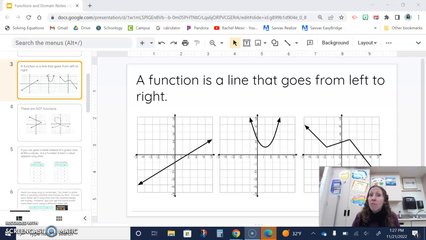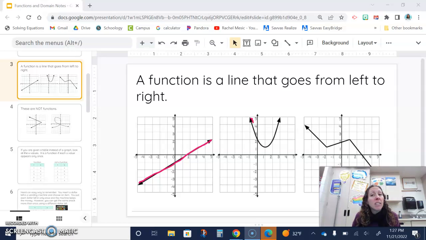Today you are going to learn about functions and the domain of a function. So a function is a line that goes from left to right, but it's not going to go from left to right to left to right in zigzag. Okay, so this line here, it goes from left to right, keeps on going.